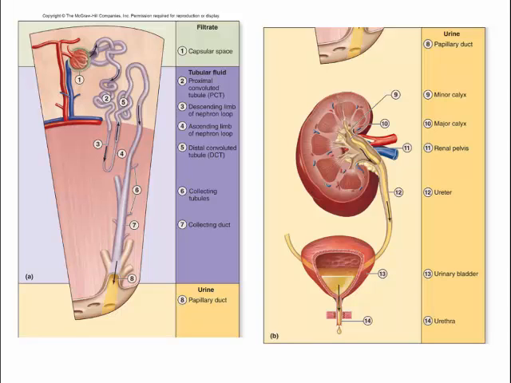In this image, you can see the change in terminology for the fluid formed by the urinary system: from filtrate in the capsular space to tubular fluid until it leaves the collecting duct, and finally to urine.